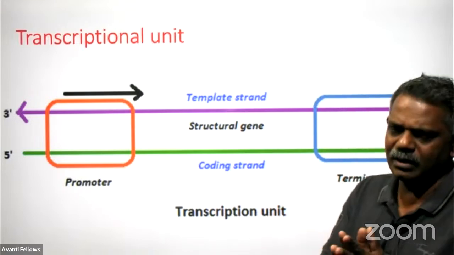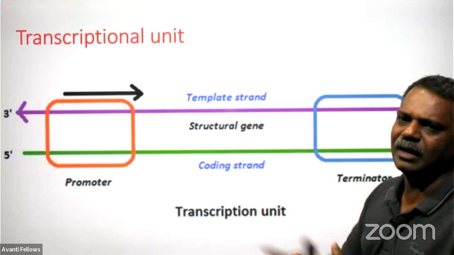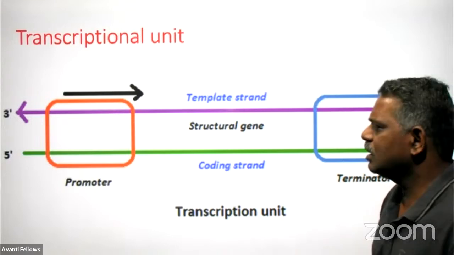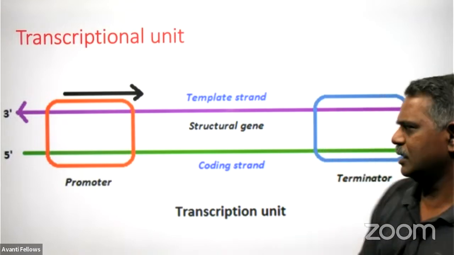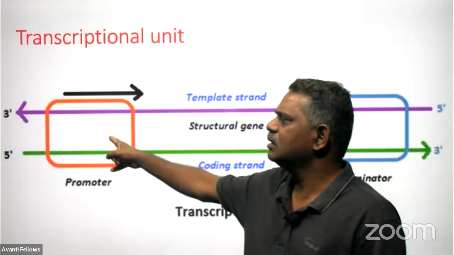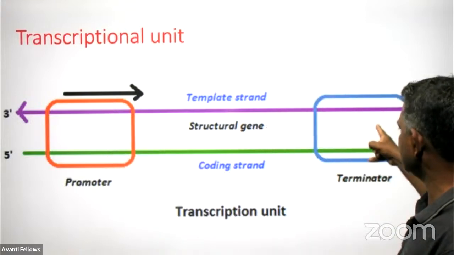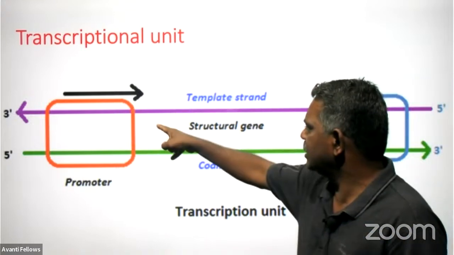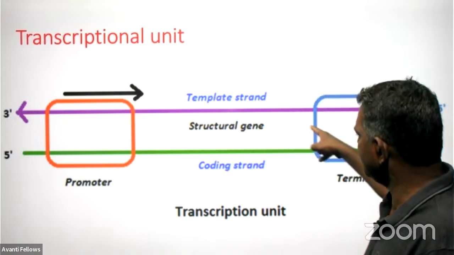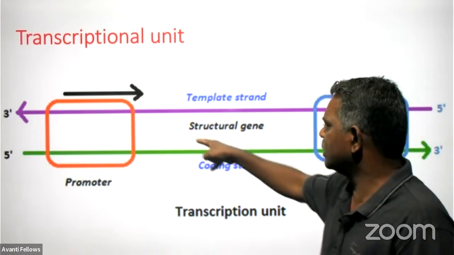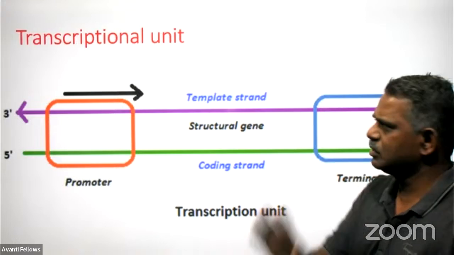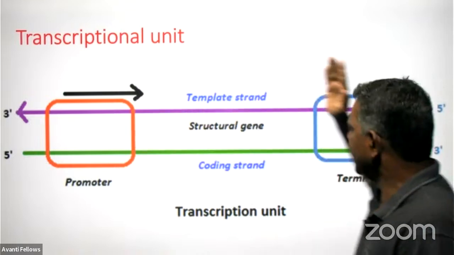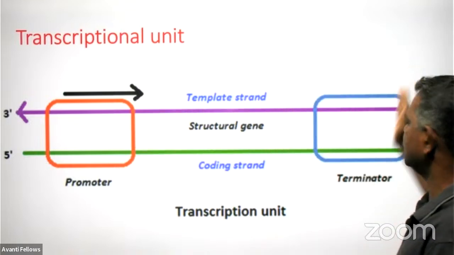And one unit produces RNA. This unit is called the transcriptional unit, and it consists of mainly three areas. One is the promoter. And here we can find the terminator. In between the promoter and terminator, there is a sequence of nitrogenous bases in the DNA, called the structural gene. So there are three components in a transcriptional unit: promoter, structural gene, and terminator.